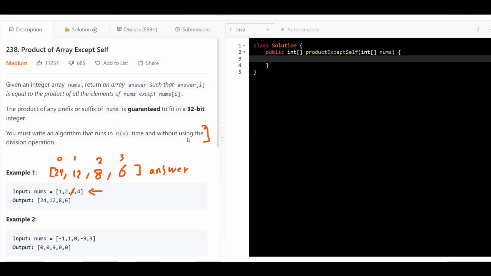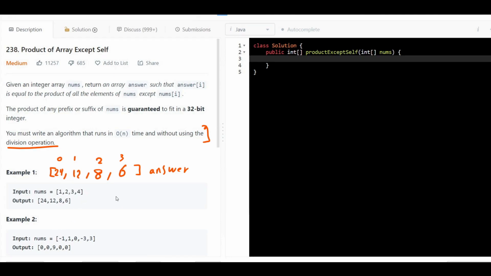Now let's go back to these two lines and see the constraints that they are giving us in the question. They are saying that we must write an algorithm that runs in linear time, big O of n, and the most important thing is that we cannot use the division operation. Now why are they giving us this constraint? If they did not give us this constraint, the problem would be extremely easy. Now, why do I say that?